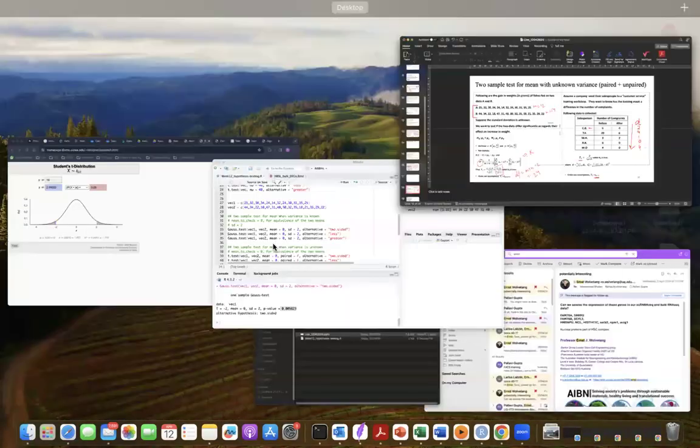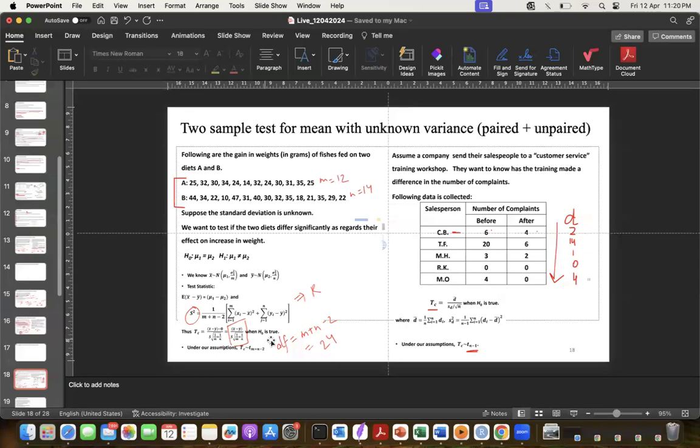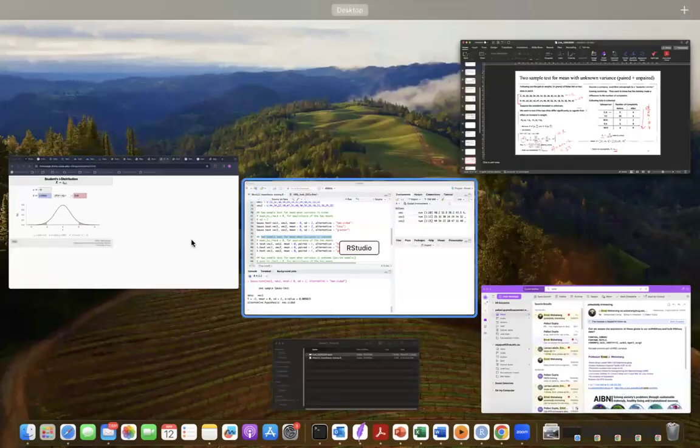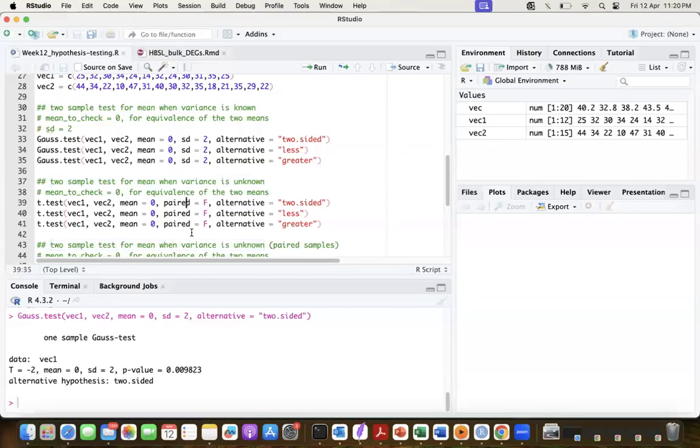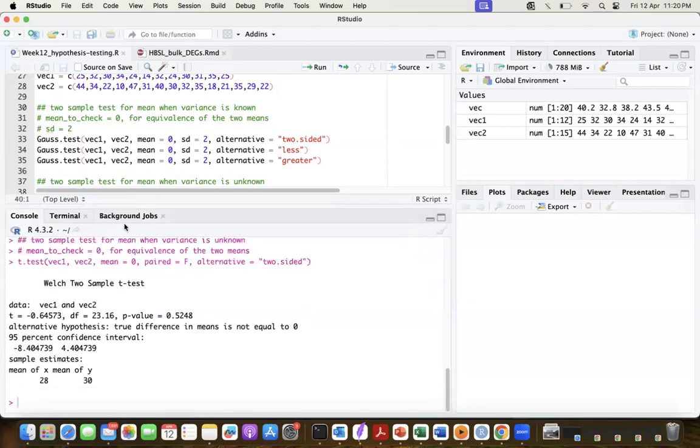Okay, so we have this case. Right, so we had this two sample test for mean when the variance is unknown. So this was the first case, the one on the left side. Once we solve this, it's going to give us the value of the t-statistic.